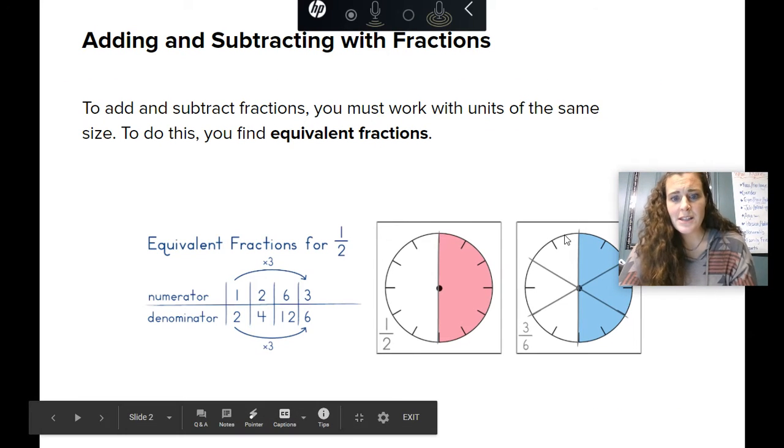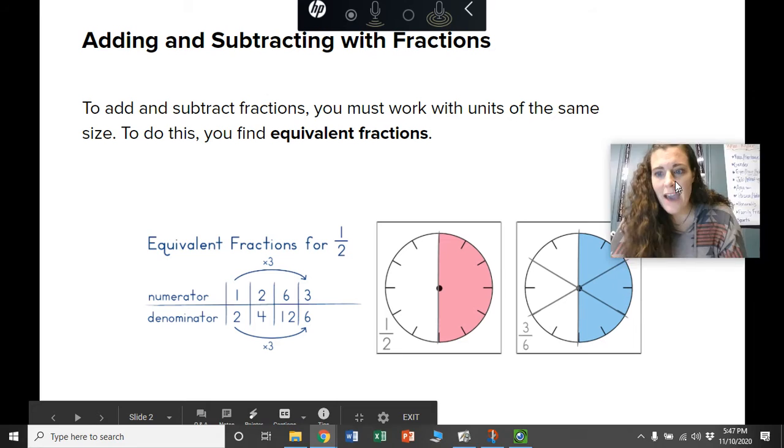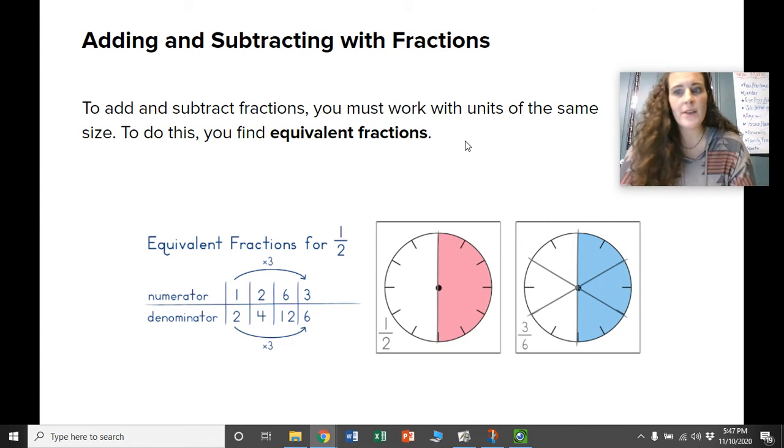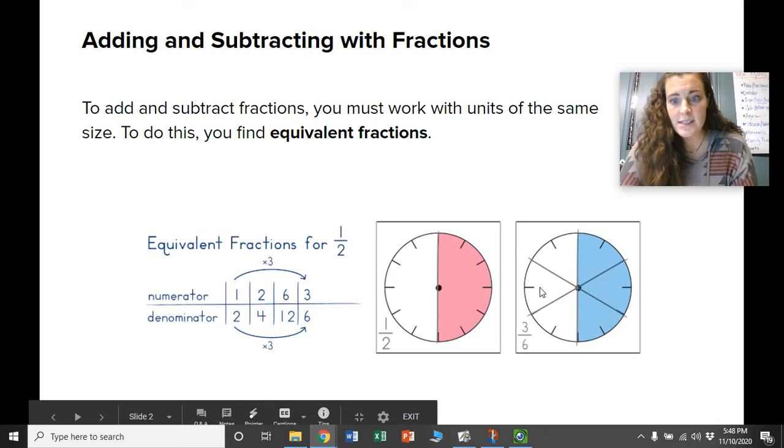Now remember, to add and subtract fractions, we have to first get them to have units that are the same size. If they don't have common denominators, we can't add them. So for example, 1/2 is equivalent to 3/6. If I cut this pizza into different sizes, 1/2 is the same as 3/6.